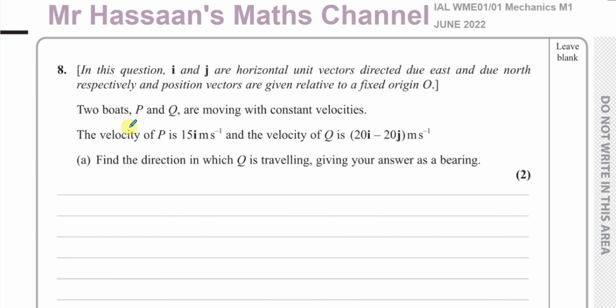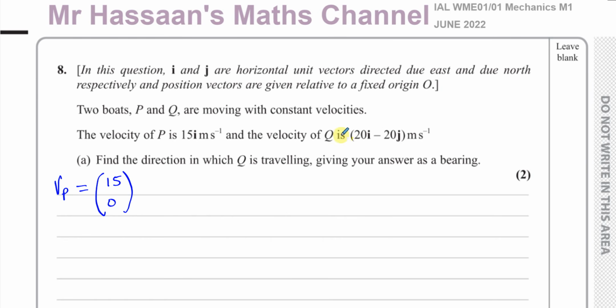Now, it says two boats, P and Q, are moving with constant velocities. The velocity of P is 15I meters per second. So I'll write that as VP equals 15I. Now, I like to write things as column vectors. So 15I means 15 horizontally, and 0 vertically. In this case, 15 to the east and 0 to the north, we can say.